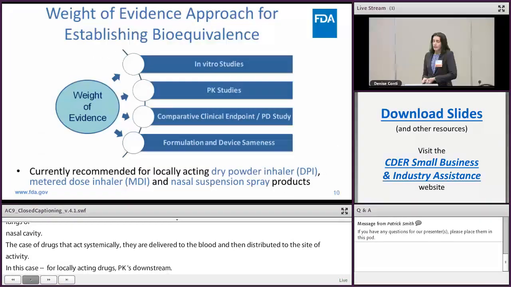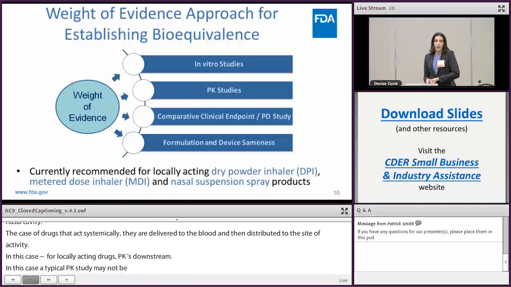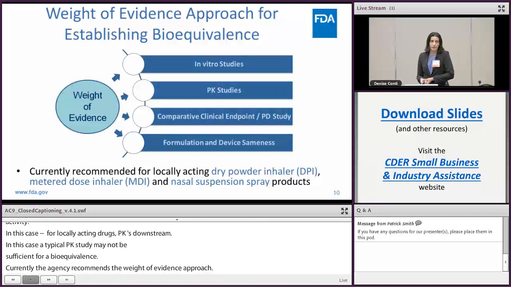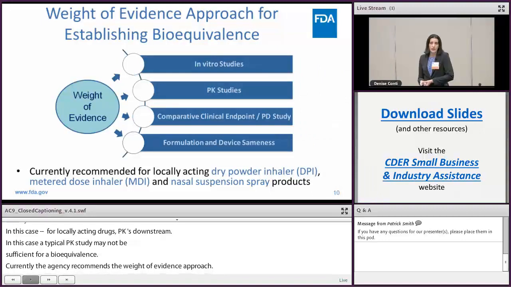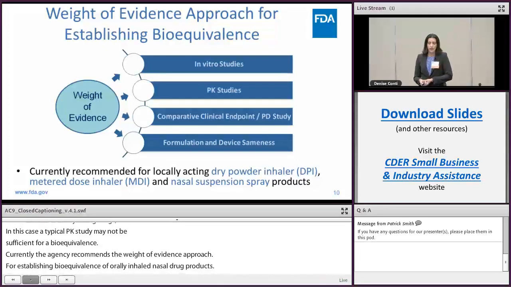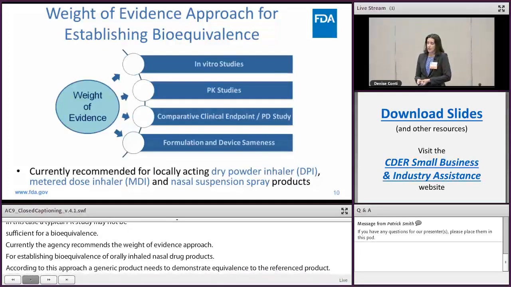Currently, the agency recommends the weight of evidence approach for establishing bioequivalence of orally inhaled and nasal drug products. According to this approach, the generic product needs to demonstrate equivalence to the reference product in terms of in vitro studies, PK studies, a comparative clinical endpoint or pharmacodynamic study, in addition to formulation and device similarities, meaning all these elements together, A plus B plus C plus D.